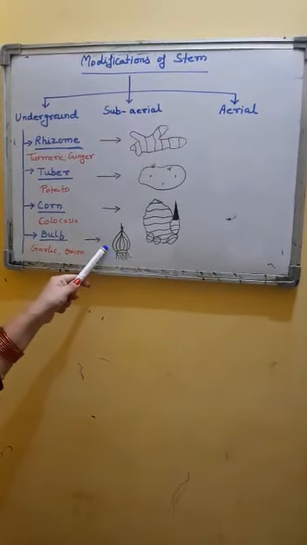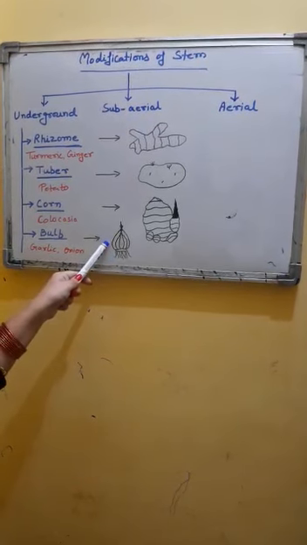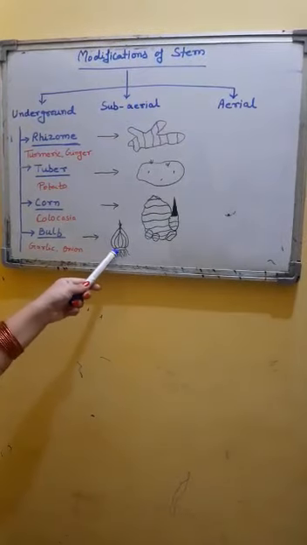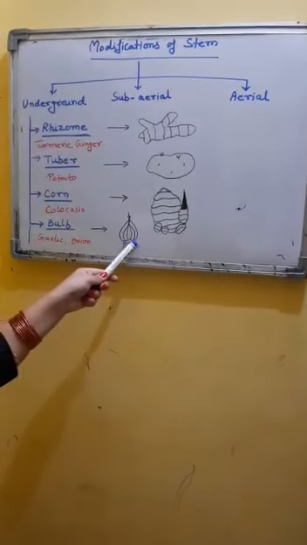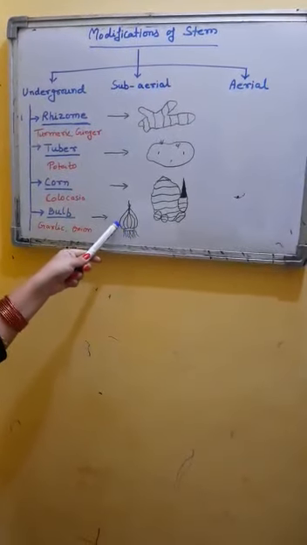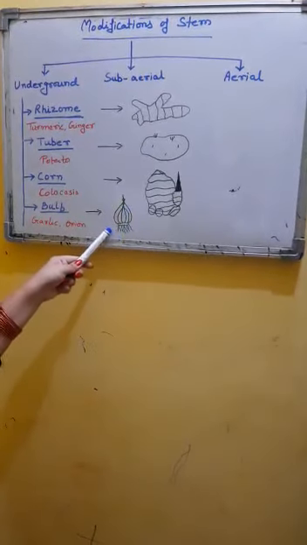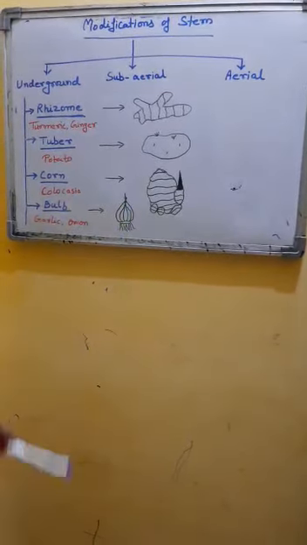The disc-like part is a stem, and along with the fleshy leaves it is called a bulb. So this compact disc-shaped structure is the stem, which bears various fleshy leaves in a compact manner. This is called a bulb. Examples are garlic and onion.